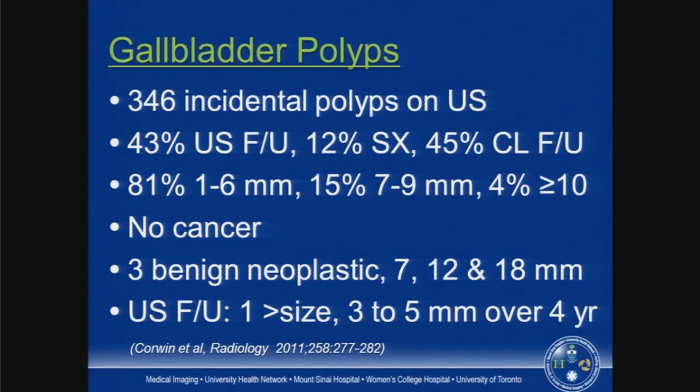81% of their polyps, the vast majority, were small, 1 to 6 millimeters, 15% were 7 to 9 millimeters, and only 4% were greater than 10 millimeters. They had no cancers at all in their series of 346 polyps. And of the patients who had cholecystectomy, there were only 3 neoplastic polyps, all benign, measuring 7, 12, and 18 millimeters. And in their series, only 1 polyp showed growth on ultrasound, and it grew from 3 to 5 millimeters over a period of 4 years.